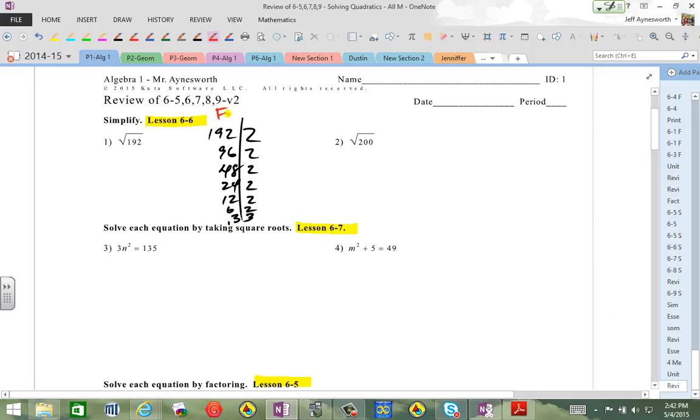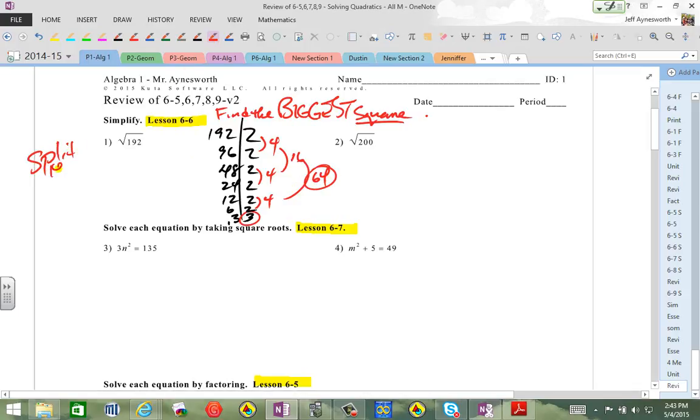Now you look for the biggest square. Find the biggest square number. Okay? So where is it? Well, I see a 4 here, 4 here, 4 here. 2 times 2 is usually 4. That's why I say that. 4 times 4 is 16, and 16 times 4 is, well, that's 64. And the only factor that we didn't use is that one, the 3. 3 times 64 is 192. So there are your factors. So you split the root, and here we go. Root 192 is root 64 times root 3, which is 8 root 3.